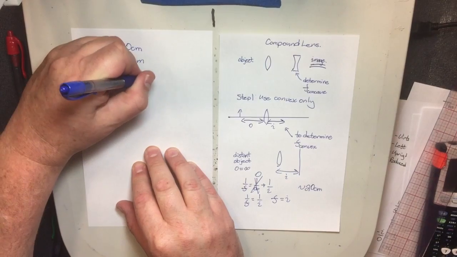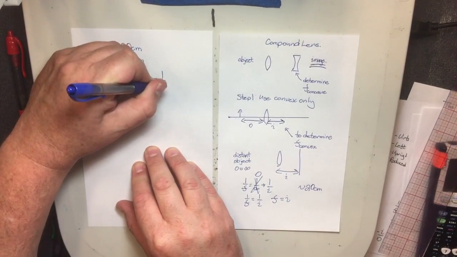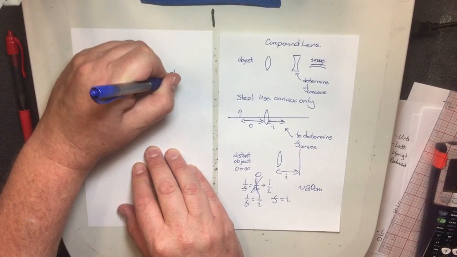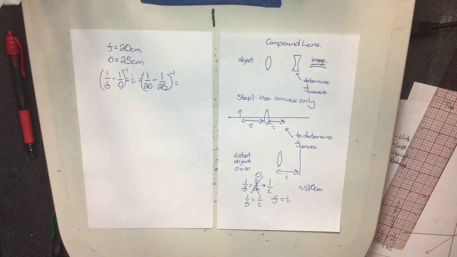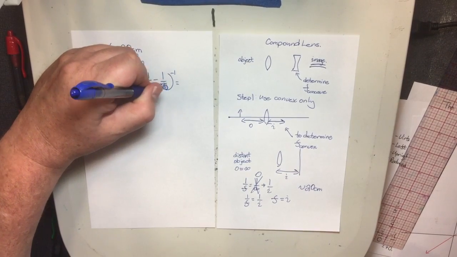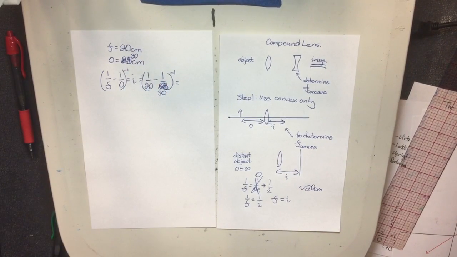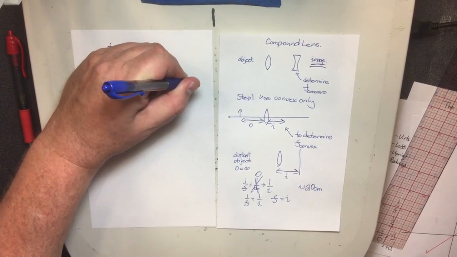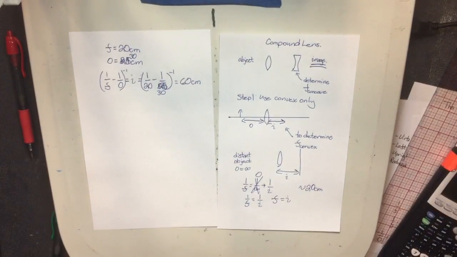So this is 1 over 20 minus 1 over 25, inverted. And that's 100. I'm going to call an audible. I'm going to make it 30. I want to make the numbers work right. And that's better: 60 centimeters. So the first image is 60 centimeters away from the convex lens.